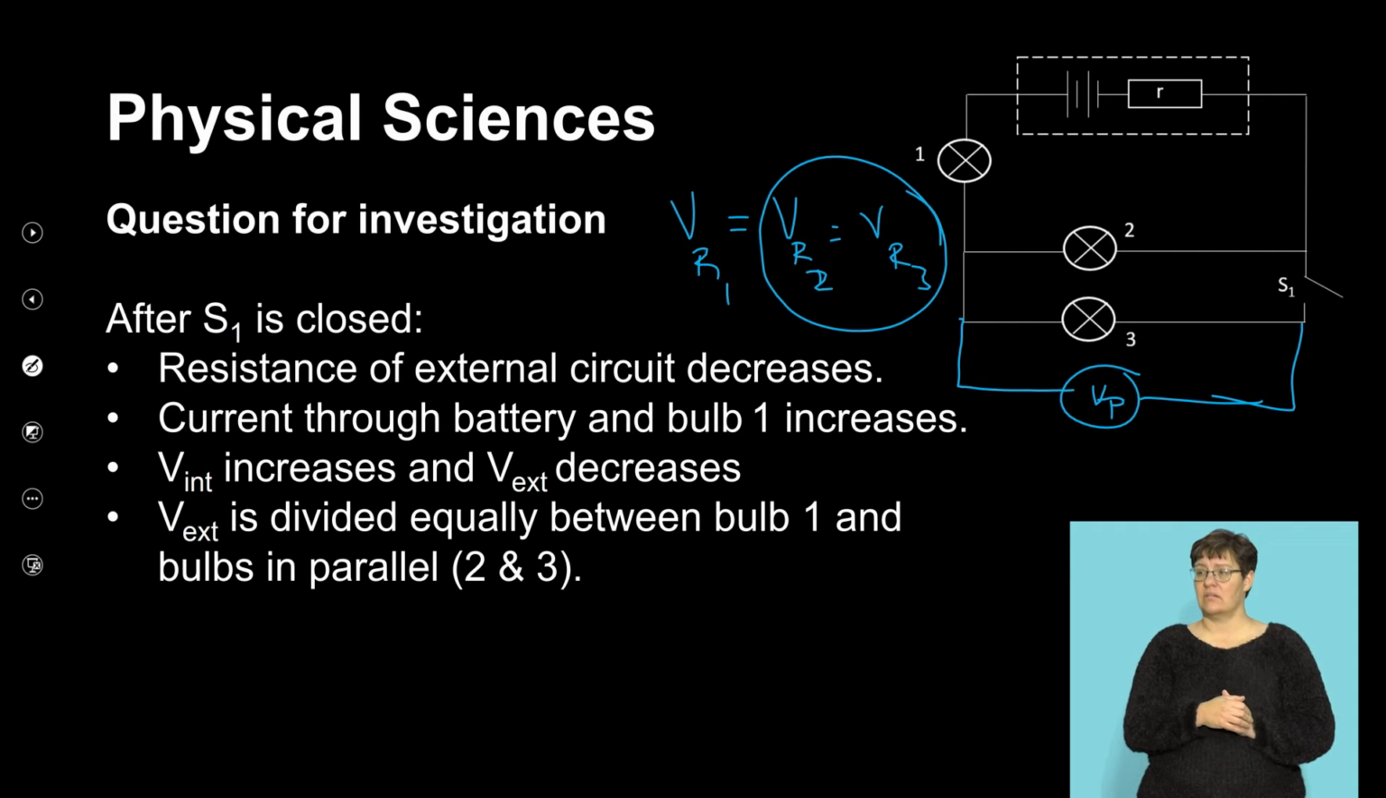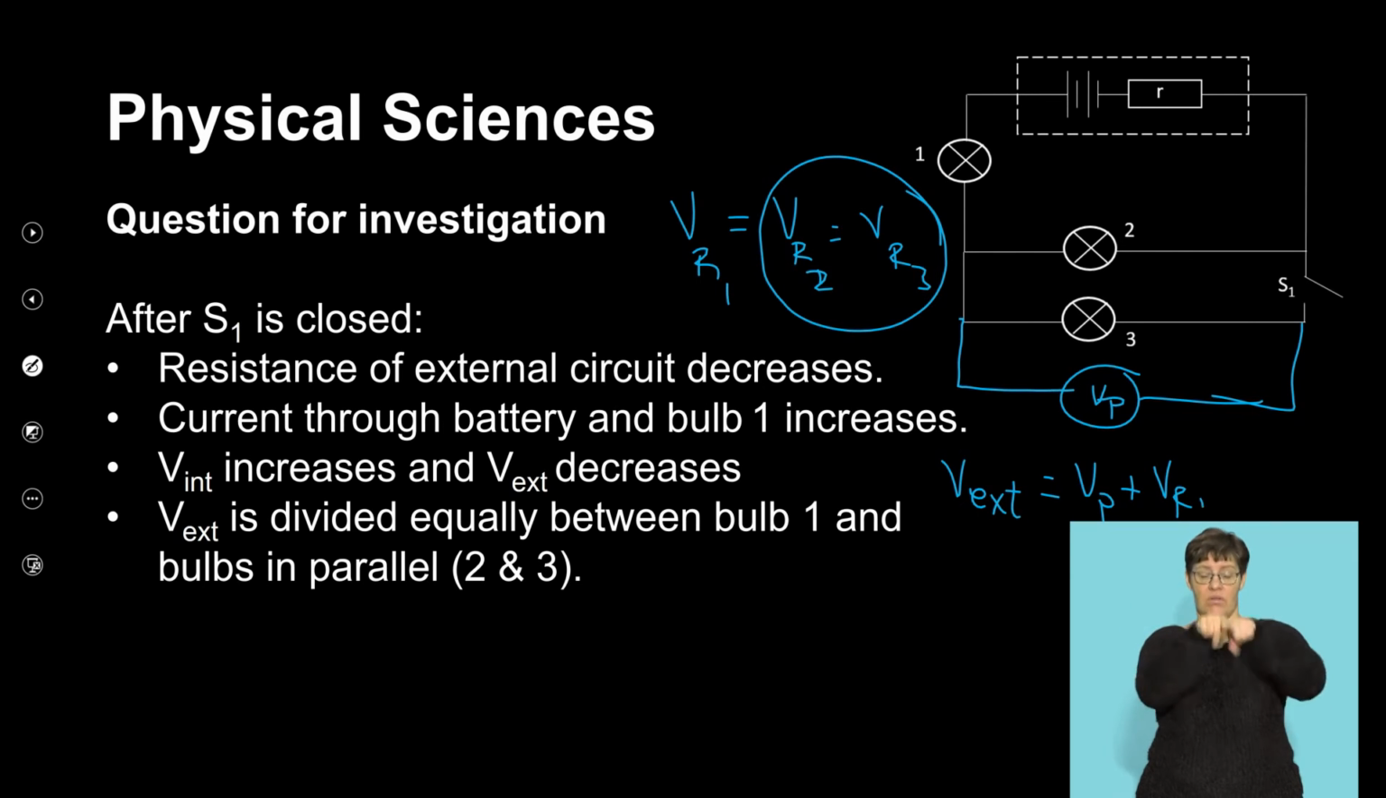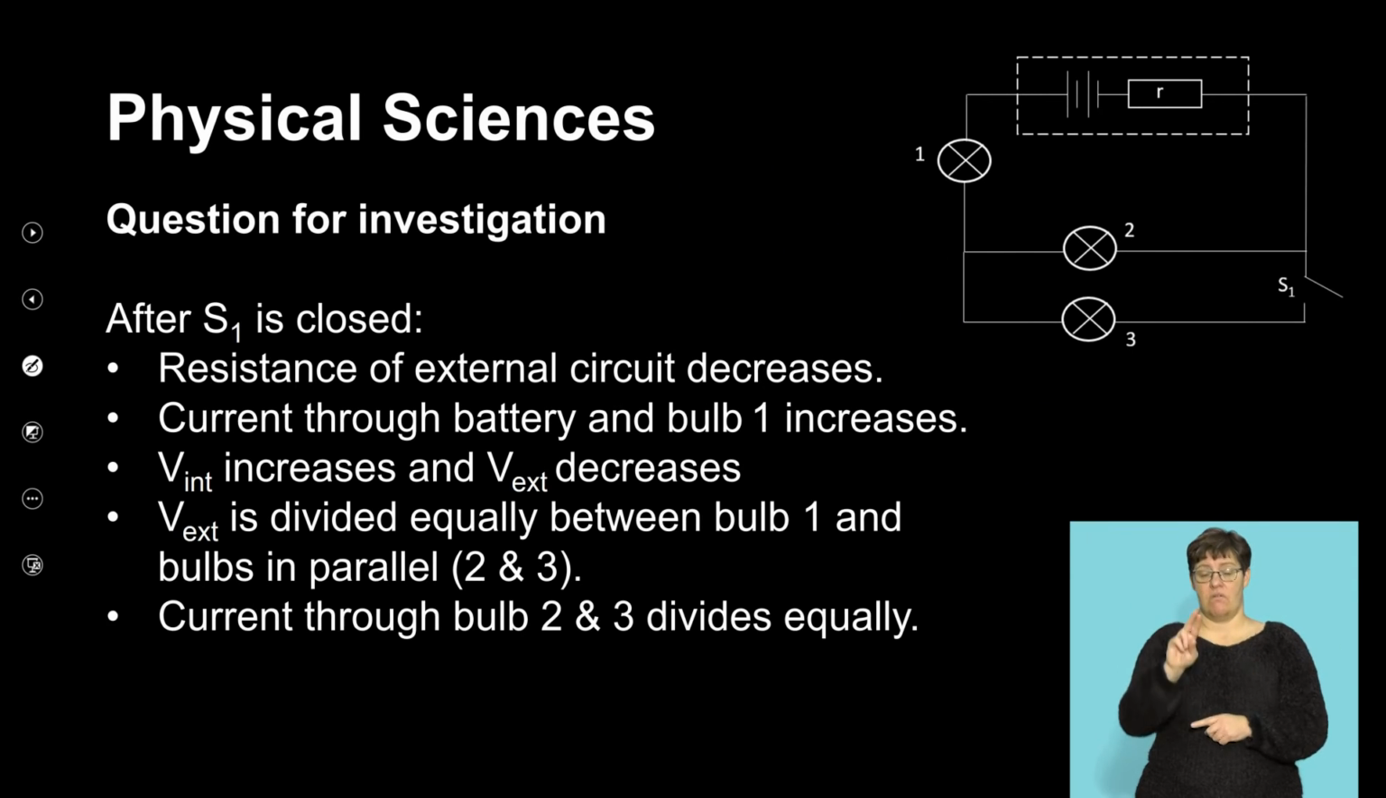if we can add a V parallel here, okay, and then we know that there is a V1 across that light bulb 1. So that will give us the total V external, which in this case is equal to V parallel plus V across R1, right?